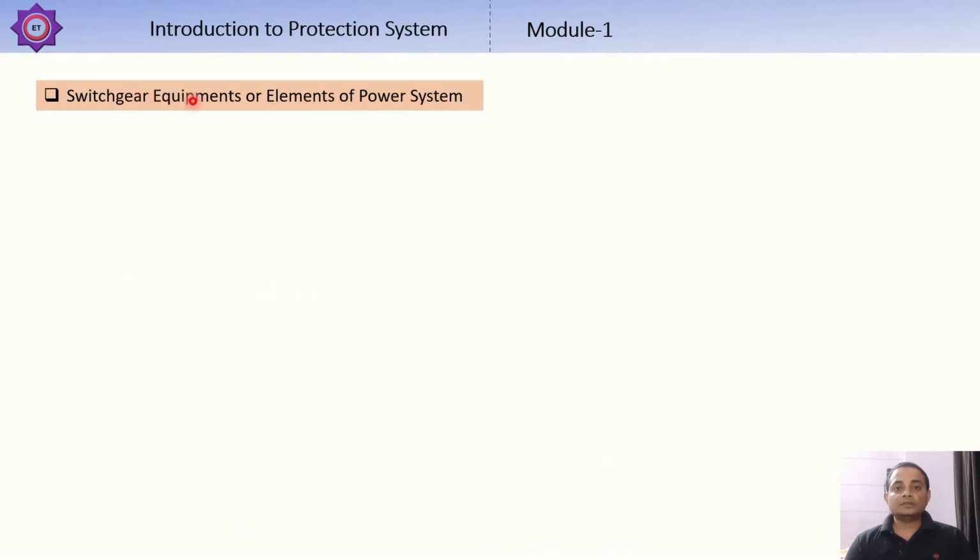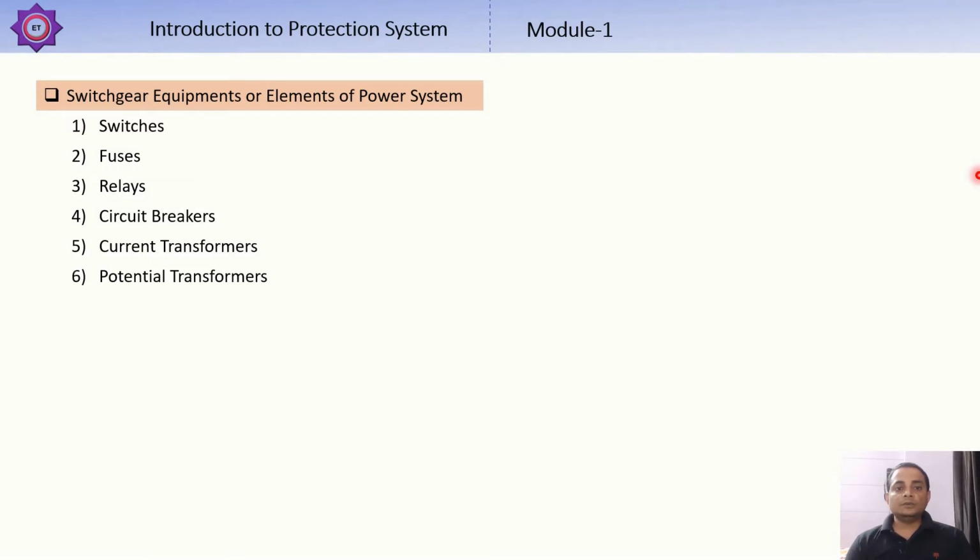Now, let us start with switchgear equipment, also known as element of power system. In power system, mainly 6 type of switchgear elements. First one is switch, second one is fuse, third one is relay, fourth one is circuit breaker, fifth one is current transformer, and last one is potential transformer. Since in past we already dealt with current transformer and potential transformer, these two are not included in our discussion. So we only focus on the remaining 4, that is switch, fuse, relay and circuit breaker. Let us start with switch.